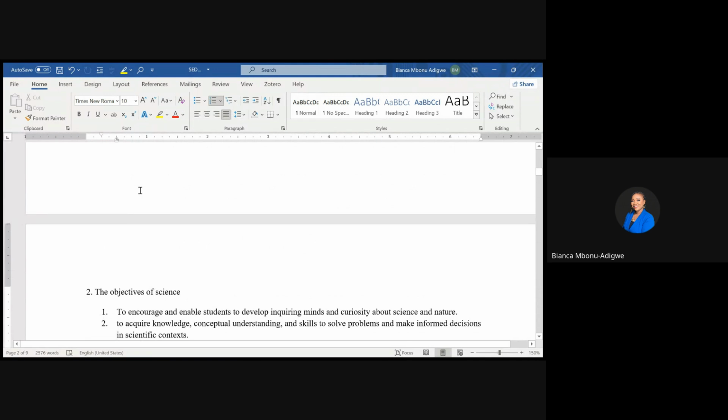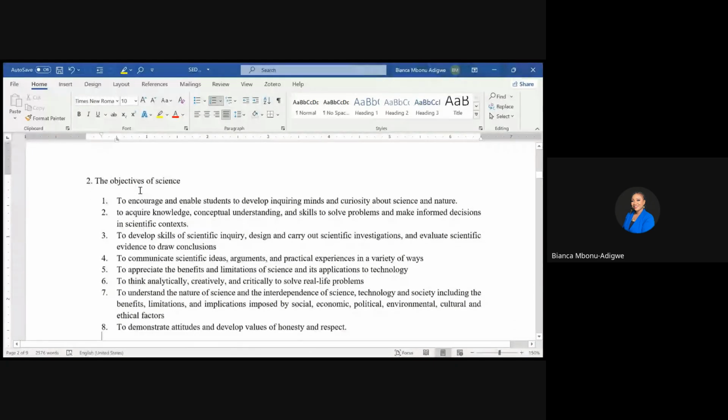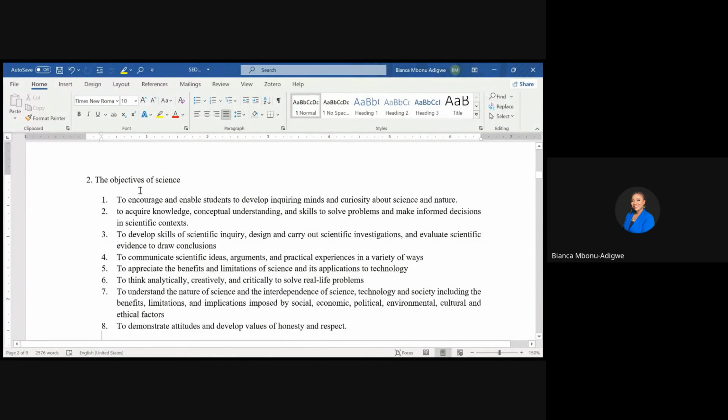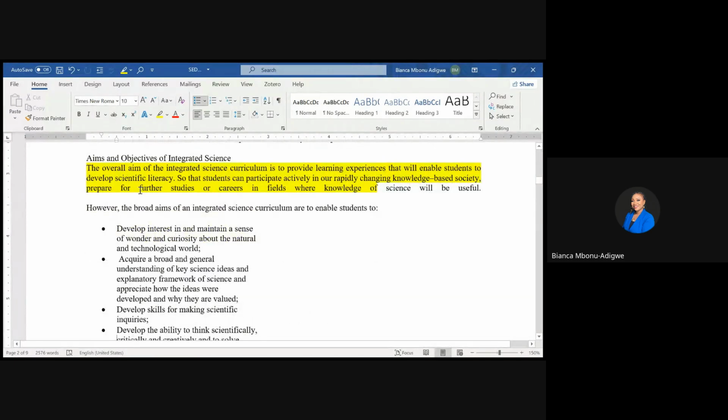And then we talked about the objectives of science. I gave you the 8 of them. Why do we teach science? So there are 8 of them. I want 8 of you to give me 1 each. Oh, it's on the screen. I'm taking it away.